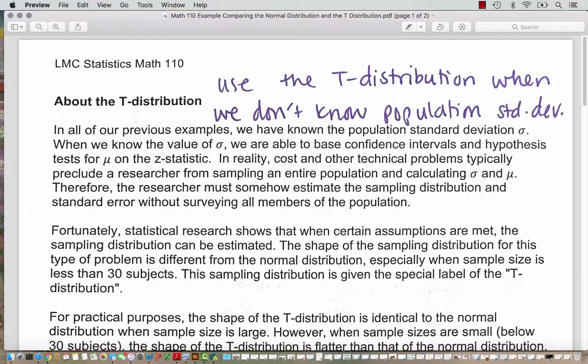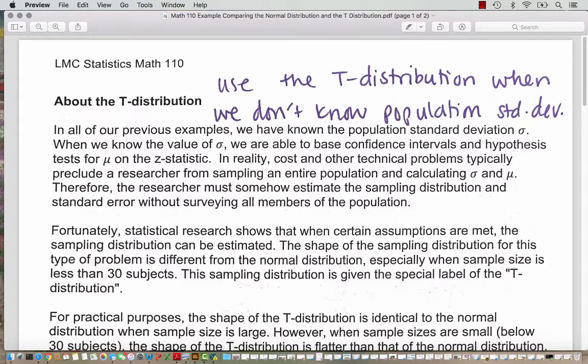In this video, we take a look at the t-distribution, another commonly used bell-shaped distribution for quantitative data. So we use the t-distribution for quantitative data analysis when we don't know the population standard deviation. So let's read a bit about the t-distribution.